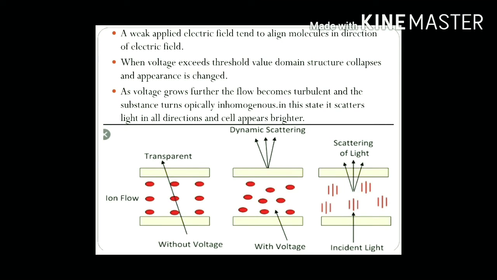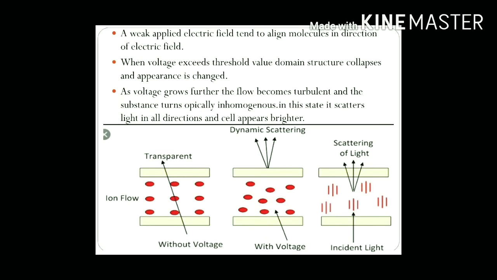A weak electric field applied to a liquid crystal tends to align molecules in the direction of the field. As soon as the voltage exceeds a certain threshold value, the domain structure collapses and the appearance is changed. As the voltage grows further, the flow becomes turbulent and the substance turns optically inhomogeneous. In this disordered state, the liquid crystal scatters light.